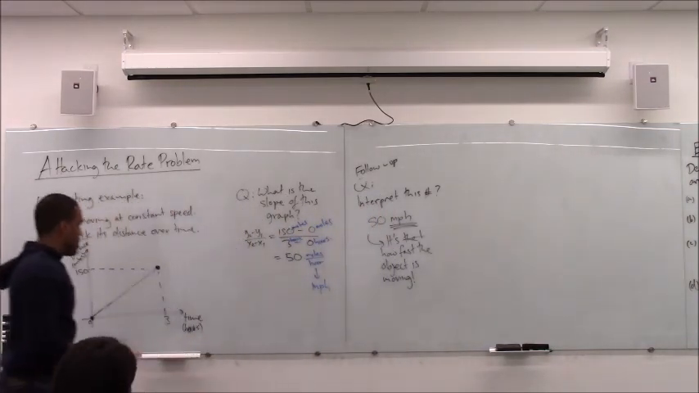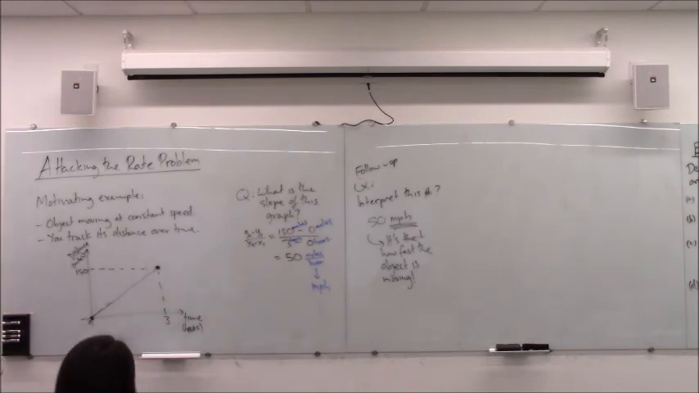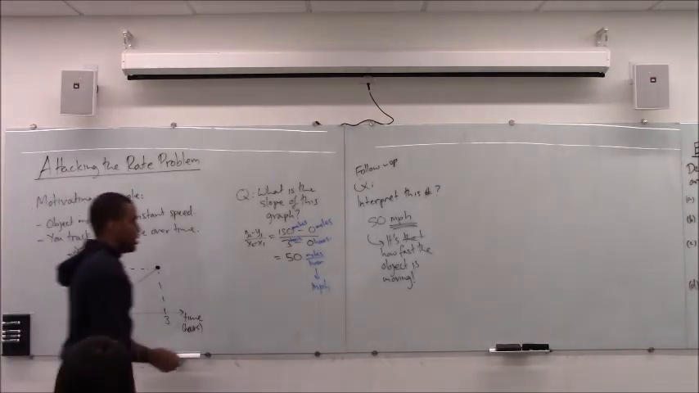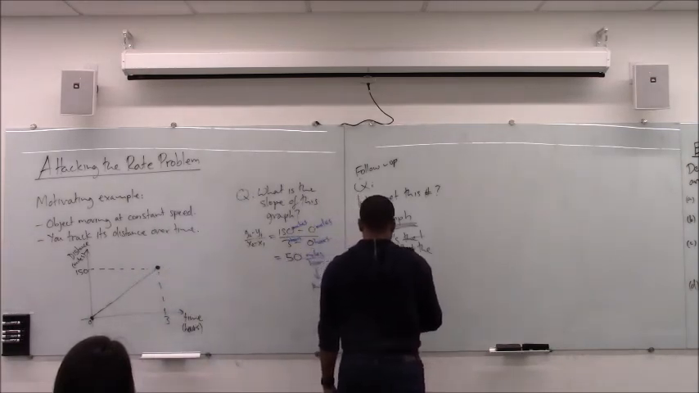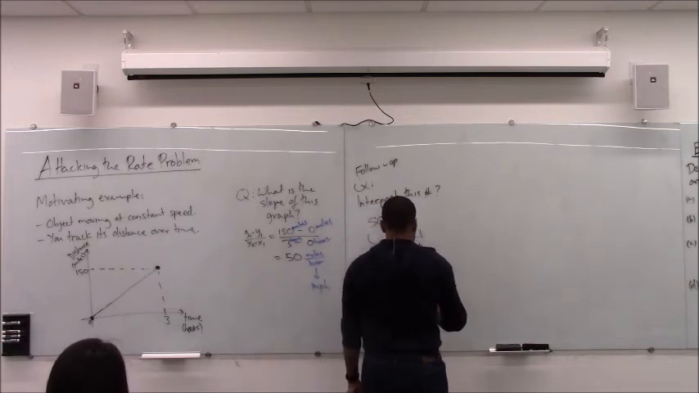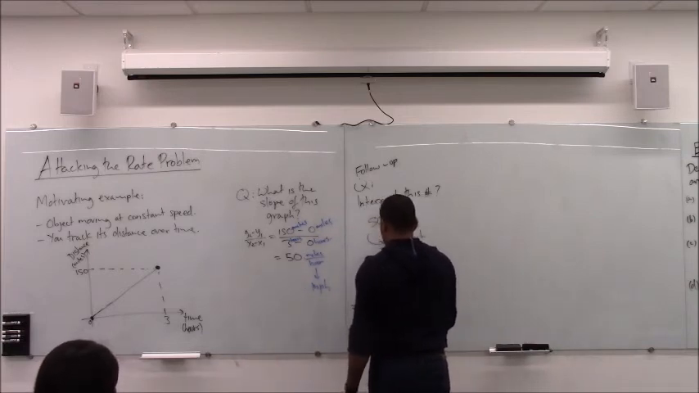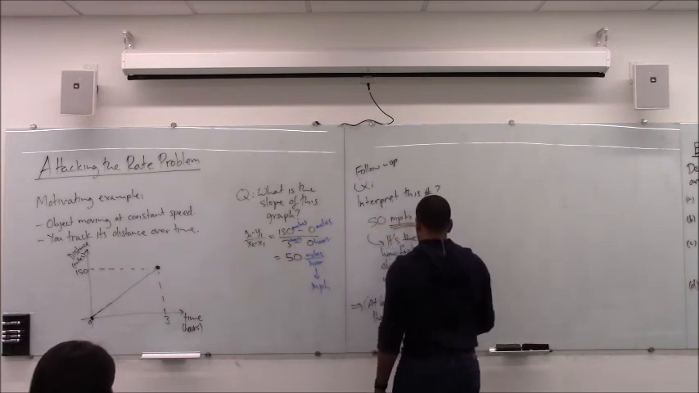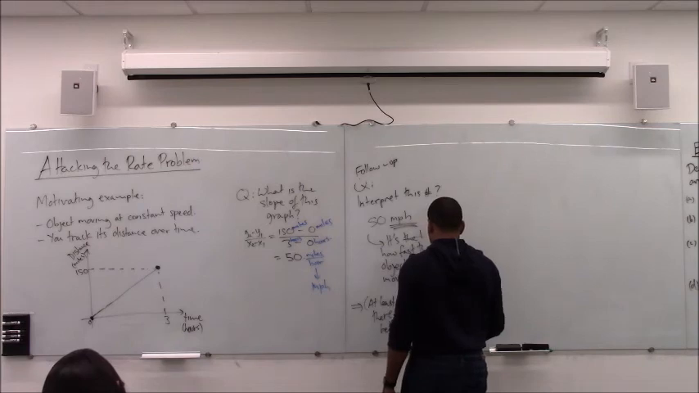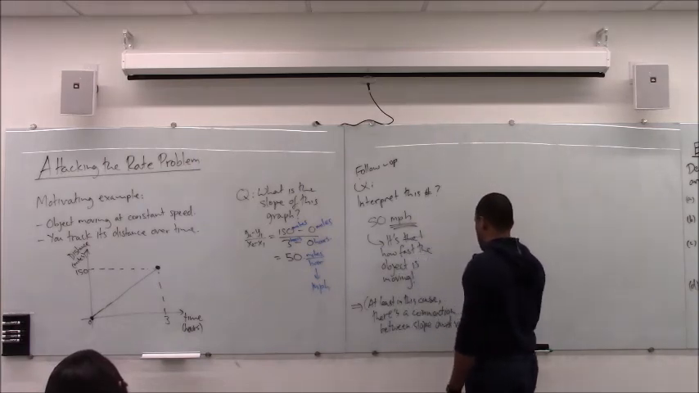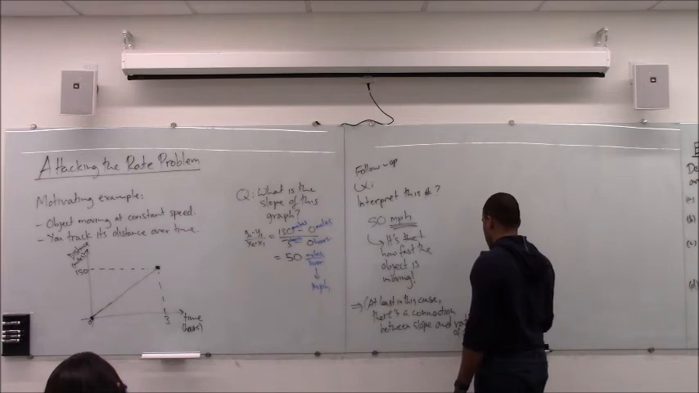Right? Something's moving at a constant speed. If you track its distance, you'll get a straight line. The slope of that line will always be how fast the object is moving. In other words, at least in this case, there's a connection between slope and speed. Or another word to say that, rate of change.